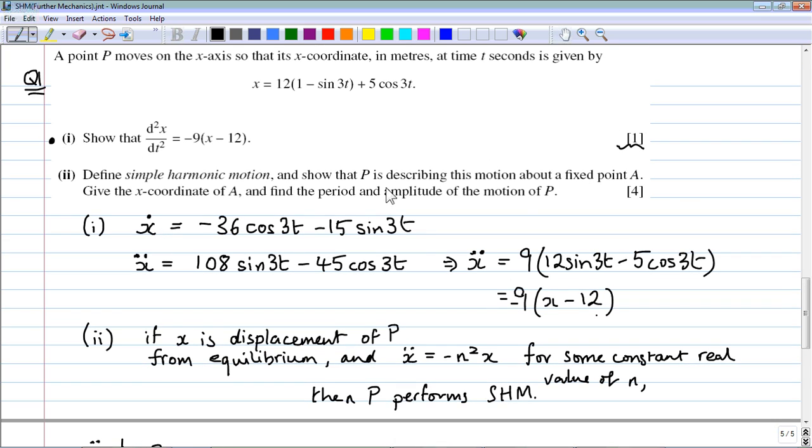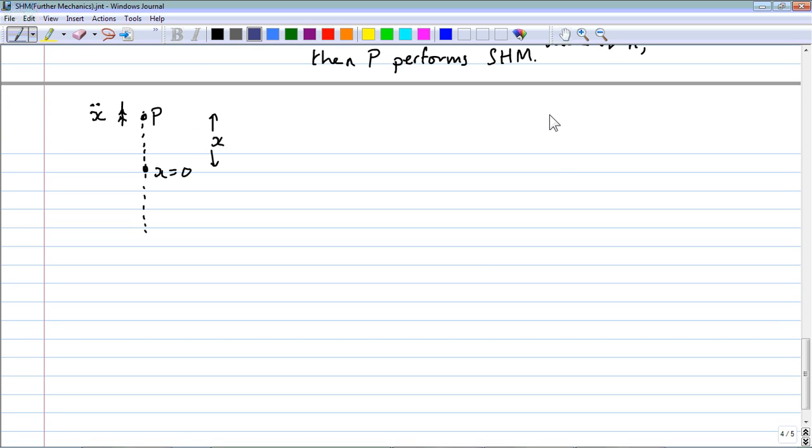This is the important part. P is describing this motion about a fixed point A. Give the x-coordinate of A and find the period and amplitude of P. So there's three things we need to know. First, the position of A, the x-coordinate of A, the period of this SHM, and the amplitude of this SHM. Now we already know, oh sorry, I've forgotten an important part of the question. Show that P is describing this motion about a fixed point A. So I need to show that P is performing SHM.